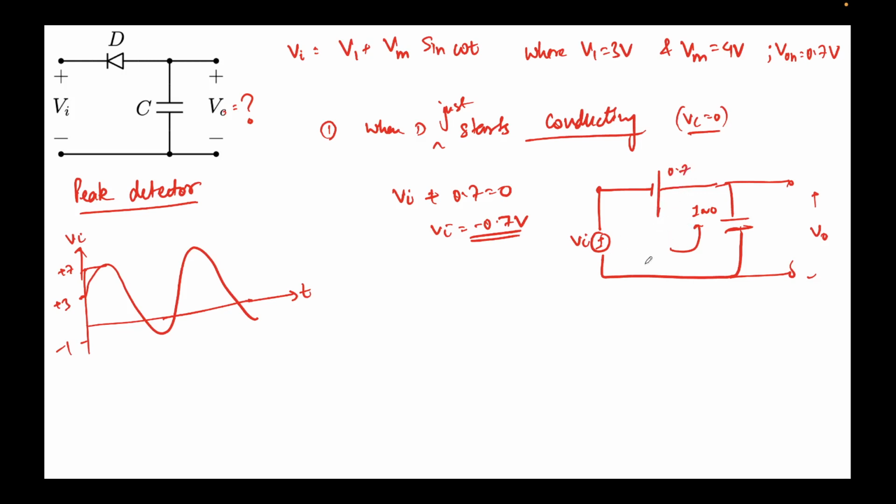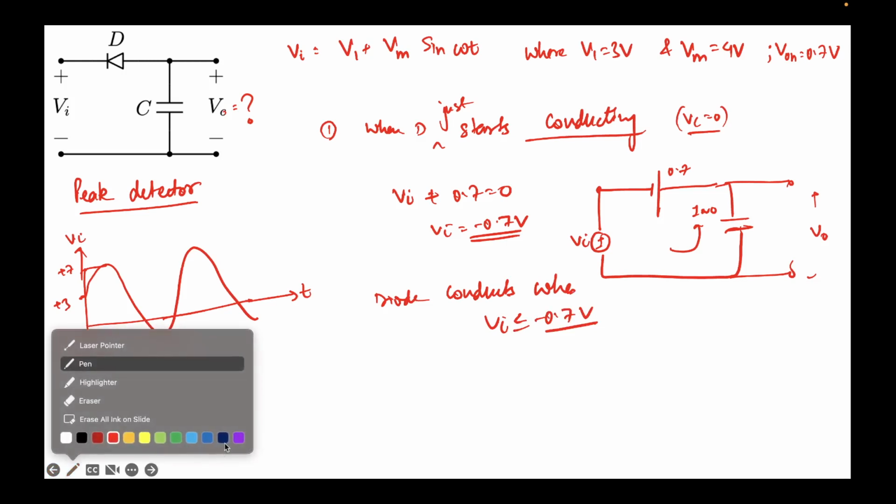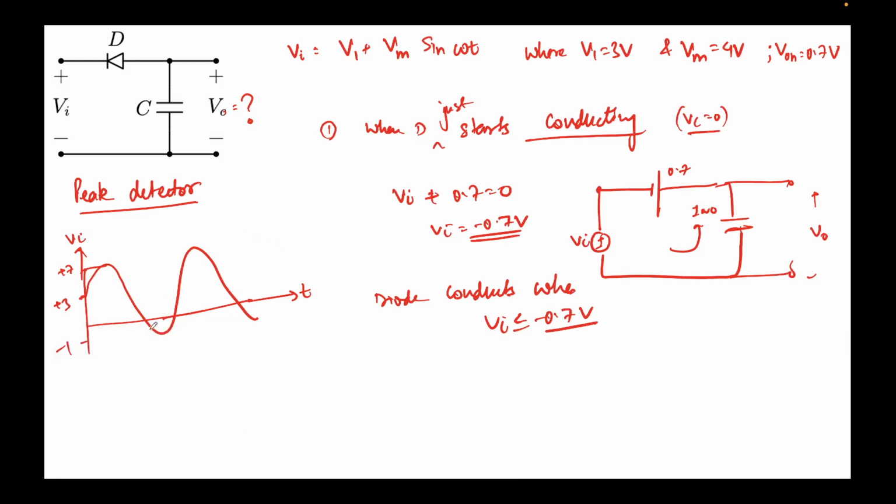Okay, so let's say the current starts to flow after Vi crosses. So the diode conducts when Vi is less than or equal to minus 0.7 volts. So minus 0.7 volts would be somewhere over here. I'm drawing it in a different color, the purple color. So it will start conducting only after this time. It will not conduct up until here.